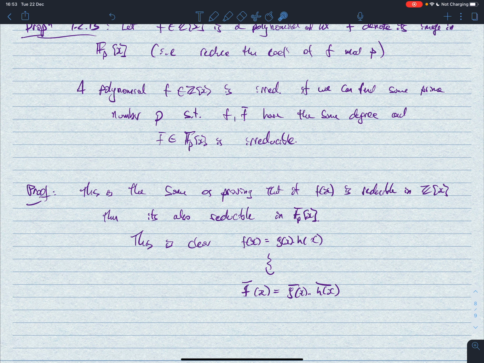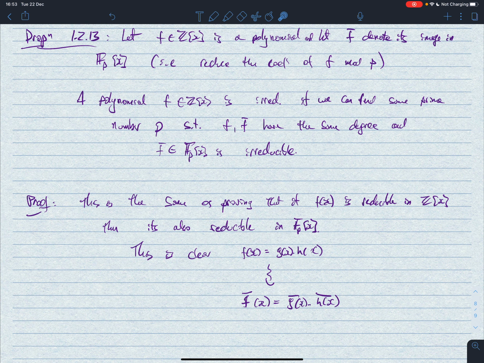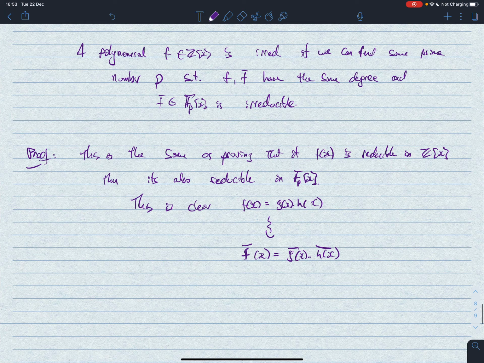Okay, this is maybe a cheat. It might be useful in some cases, but it doesn't tell you what prime to check. So there's limited use of this proposition, but it will be quite useful for other things.